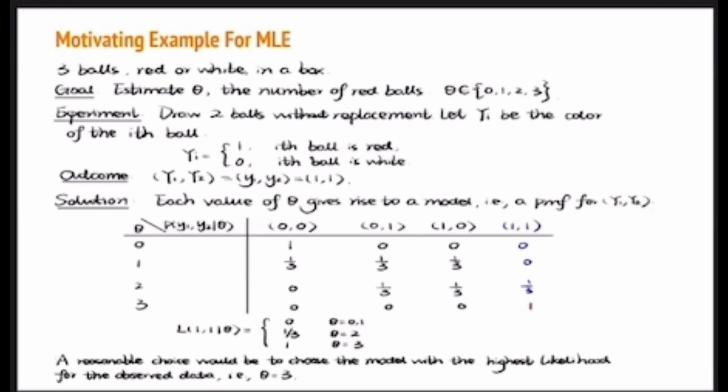But you know what? We know the possibilities. If I've got 3 balls, and the random variable represents the number of red balls, then the parameter space is going to be 0, 1, 2, or 3. It's either none of the balls is red, or 1 is red, or 2 is red, or 3 is red. That is the possibility.